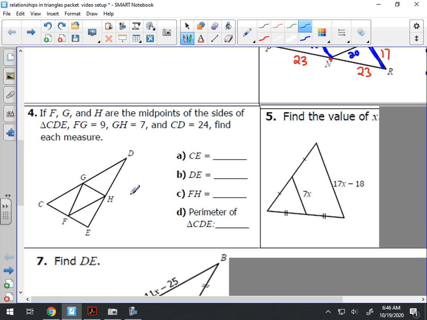All right. So we got all these midpoints here. F to G is 9. So right away I know this much. So if this is 9, the piece that's parallel to that has also got to be 9.